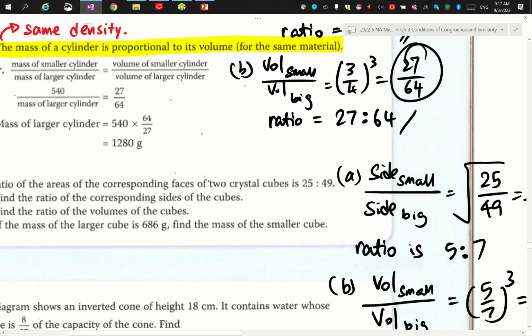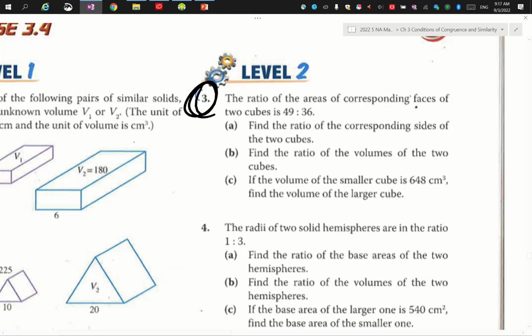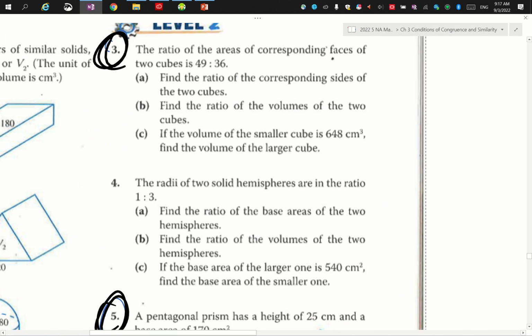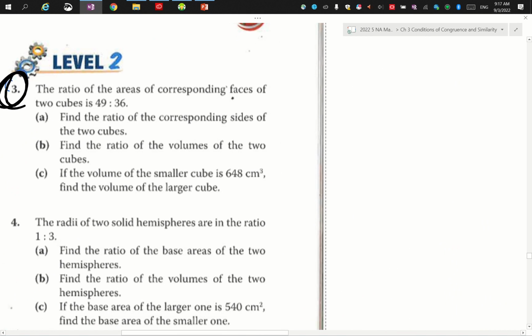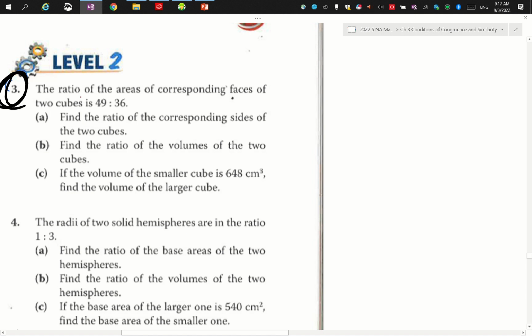Now we move on to the exercise 3.4. Okay, first question. Question 3. Now ratio of area of corresponding faces of 2 cubes. So just take note right now in your textbook, when they talk about cubes, these are similar solids. Right? All cubes are similar solids. Because every single cube, they have the same ratio for their corresponding sides. Because it's a cube, there is only one dimension.